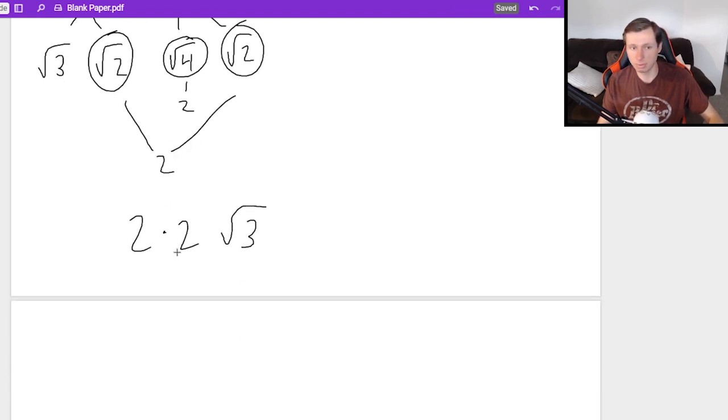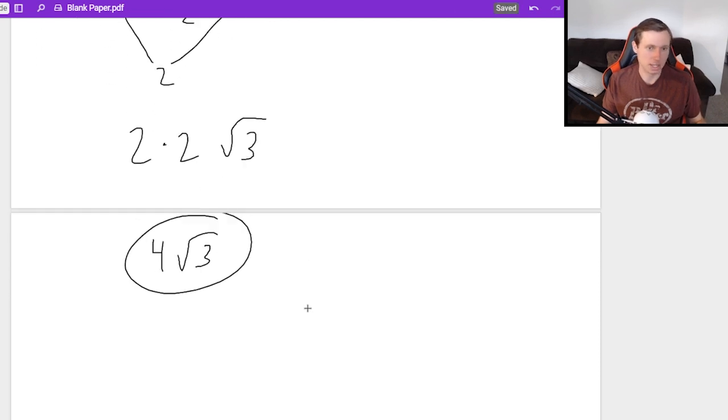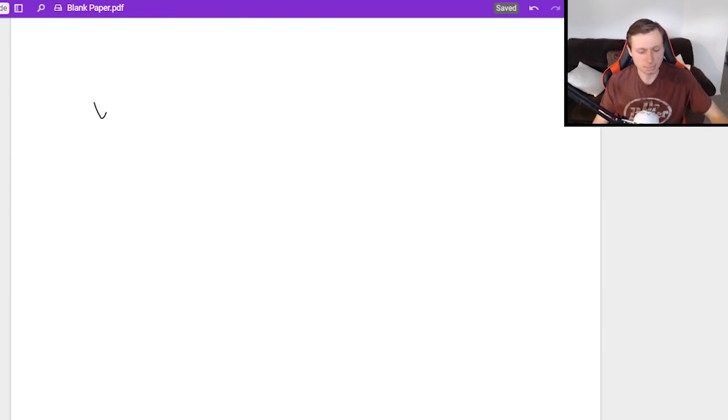And yes, you do want to simplify this as much as possible. So 2 times 2 is 4 times root 3. And there's our answer for root 48. And now I've got just one more for us today. The square root of 72.